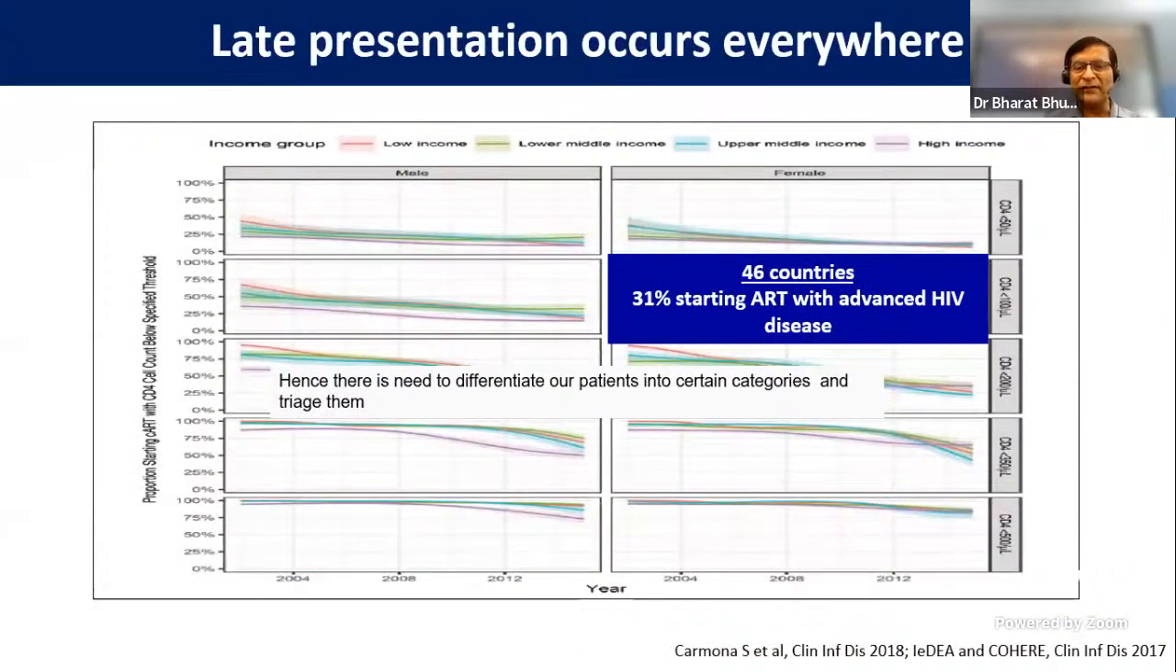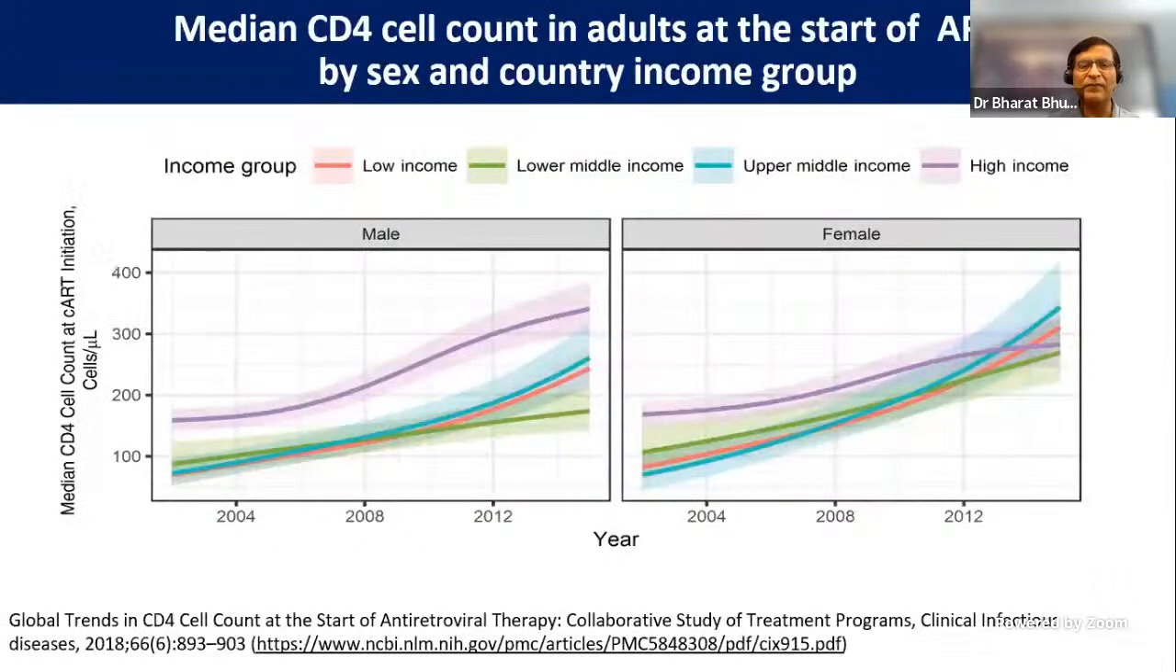Late presentation occurs everywhere. This is a study published as the IeDEA Cohort study, published in 2017 by Carmona et al., which is an analysis of 46 countries, which include a mix of low-income, middle-income, and upper-income countries. And also a gender differentiation has been seen. In these 46 countries' data, 31% of patients started ART with advanced HIV disease, that is when CD4 count is less than 200.